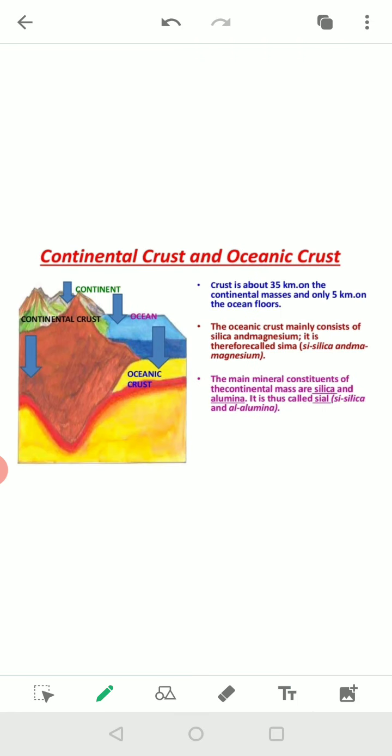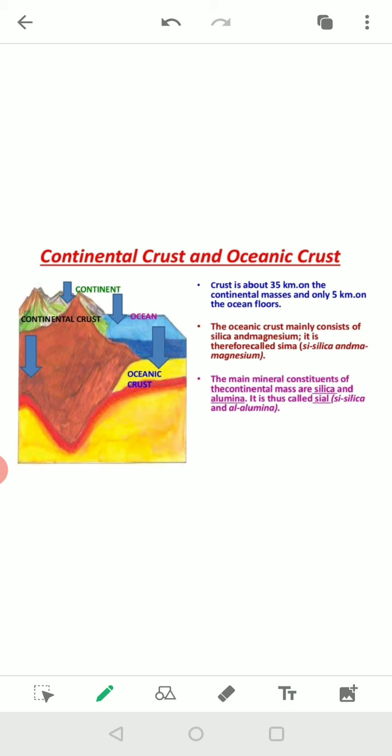Next are the continental crust and the oceanic crust. When you talk about the continents, the crust is about 35 kilometers thick, that is, the space occupied by the crust is 35 kilometers, and only 5 kilometers on the ocean floors. When you go deep inside the oceans, the layer of the crust is only 5 kilometers thick.